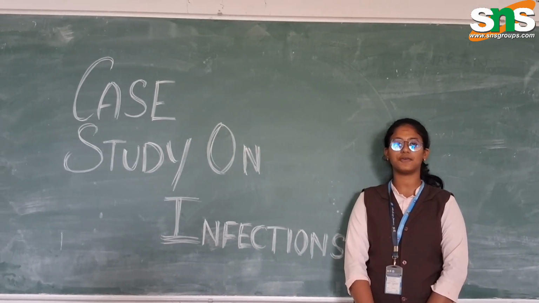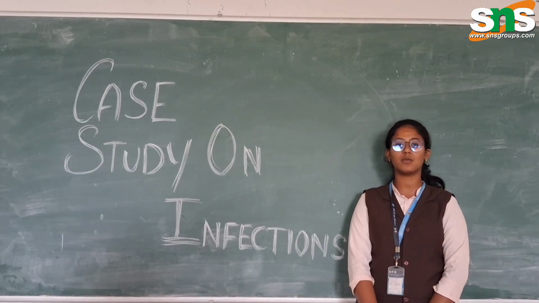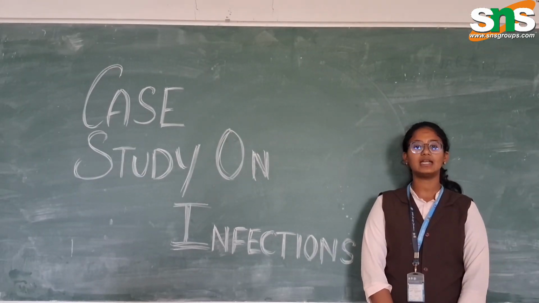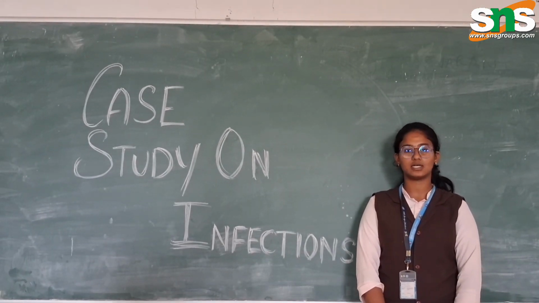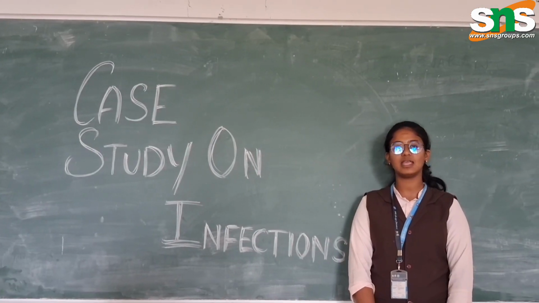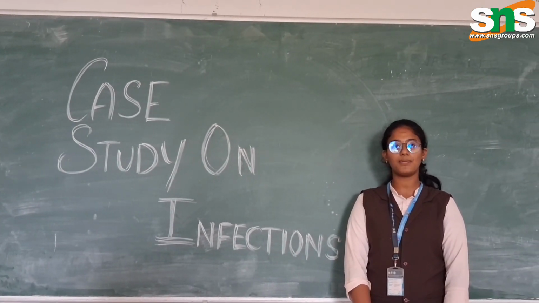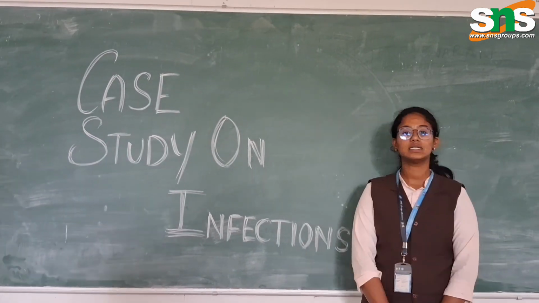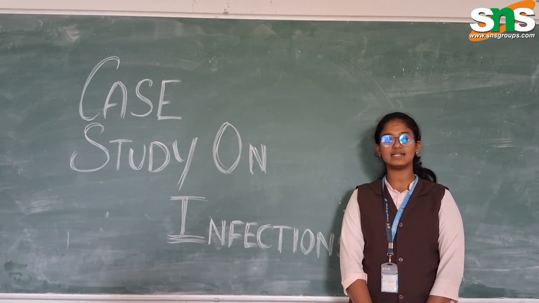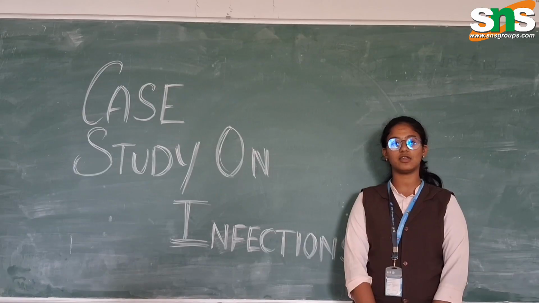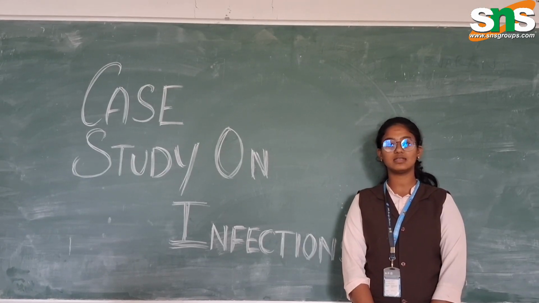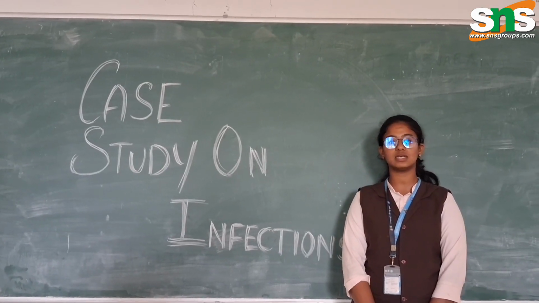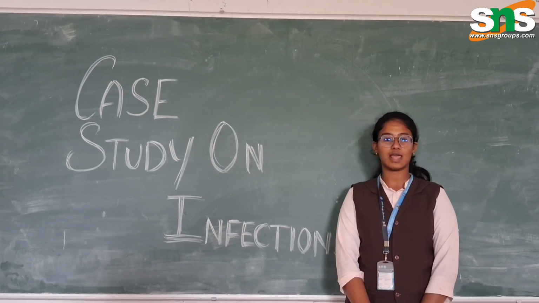Positive urine culture for E. coli. Mild increase in white blood cells. Treatment: antibiotics as prescribed by doctors, antipyretics for fever, increased oral fluids, proper perineal hygiene, complete bed rest. Nursing management: monitor vital signs regularly, encourage plenty of fluids, maintain intake and output chart, administer medications on time, educate the patient about personal hygiene.